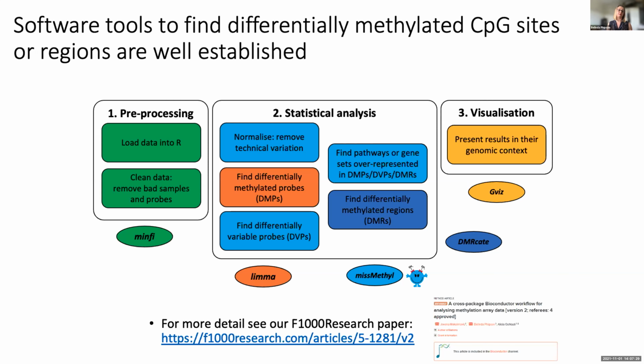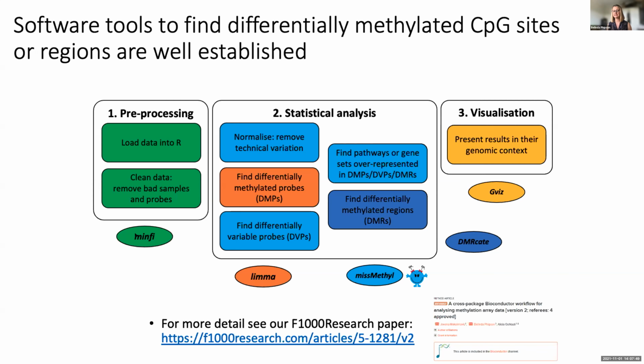We start off with pre-processing. We load the data into R, we clean the data, we remove bad samples, and we remove poor performing probes, maybe probes with SNPs in them. We do a lot of this low-level data analysis with a package called minfi, which is one of the most popular packages for analyzing this kind of data.